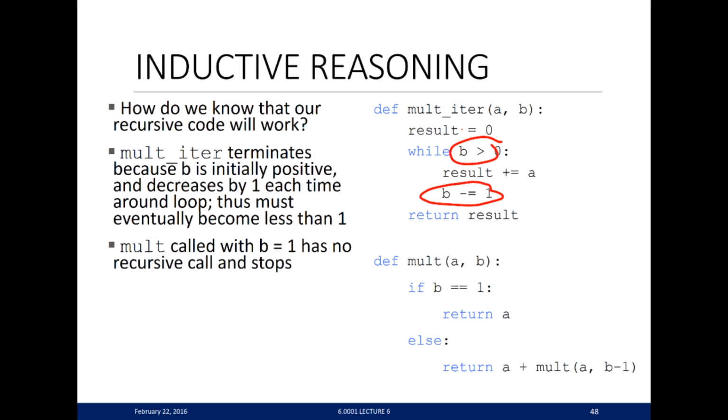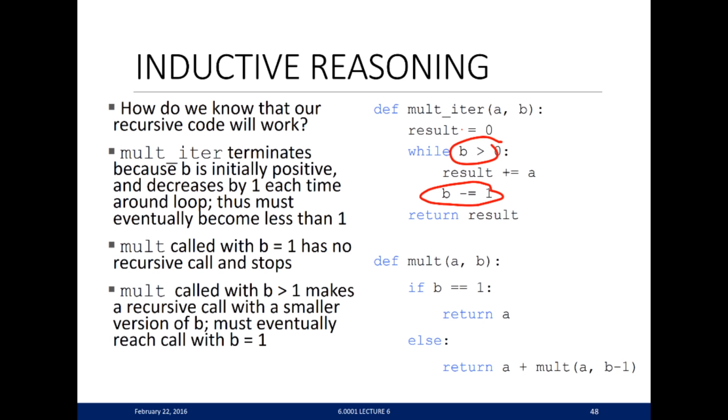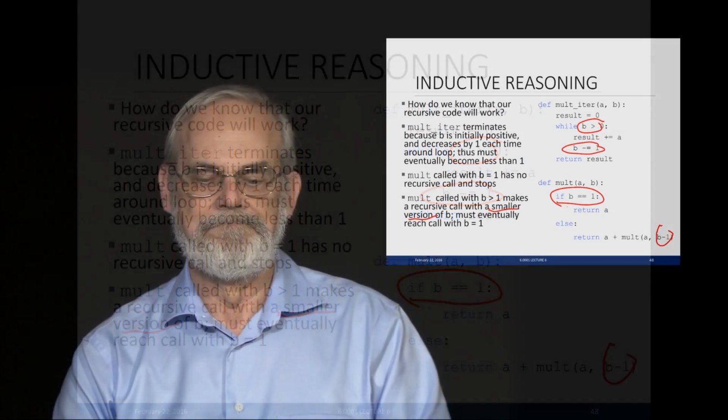What about the recursive version? As I said, mult is called with b equal to 1 and it has no recursive call and it stops. But how do I know that it stops in general? Well, if I call mult where b is greater than 1, it makes a recursive call with a smaller version of b. And so again, I know that eventually it must reach a call where b is equal to 1. This tells me that when I write a recursive version of a function, I need to make sure that I'm changing the parameter, in this case this value, so that I'm going to get down to that test case.